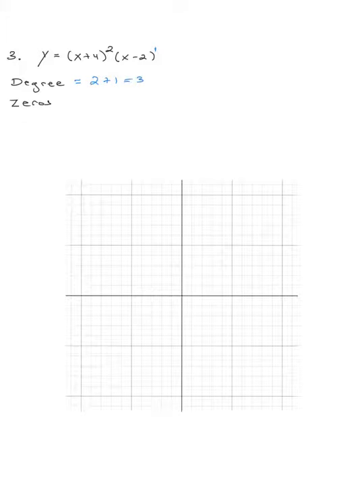Next, what are the zeros? They're the places where each factor is 0. So for example, if I put a negative 4 here, it makes this factor 0. If I put a positive 2 here, that makes this factor 0. So there are 2 zeros. One is at negative 4, the other is at positive 2.